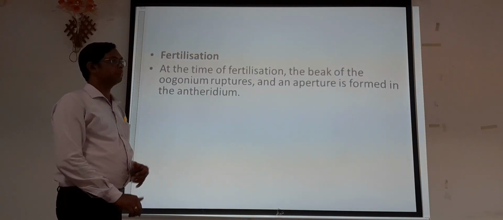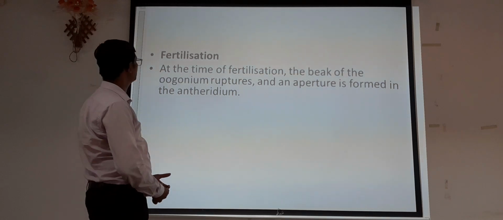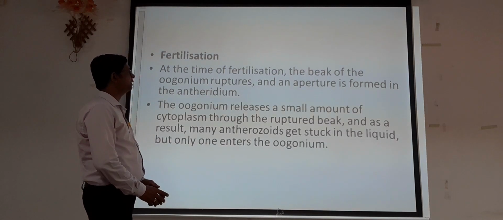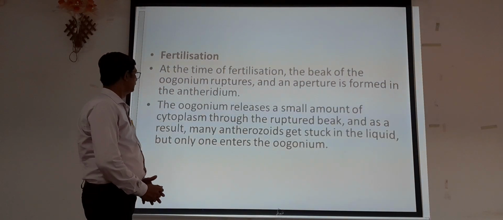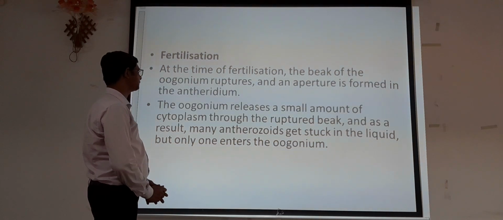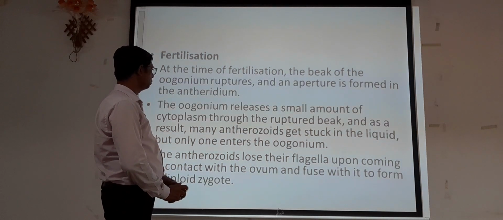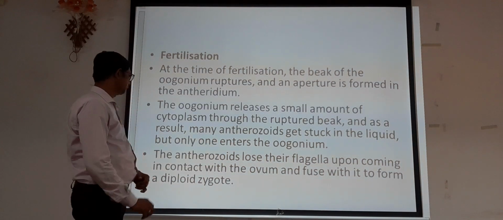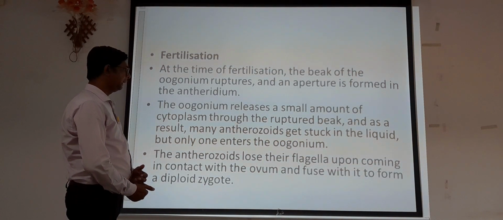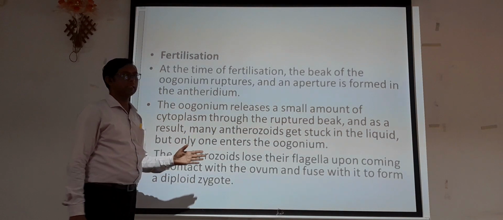Now the next step is fertilization. At the time of fertilization, the beak of the oogonium ruptures and an aperture is formed. The oogonium releases a small amount of cytoplasm through the ruptured beak, and as a result many antherozoids get stuck in the liquid, but only one enters the oogonium. The antherozoid loses its flagella upon coming in contact with the ovum and fuses with it to form a diploid zygote. So this is nothing but the fertilization process.